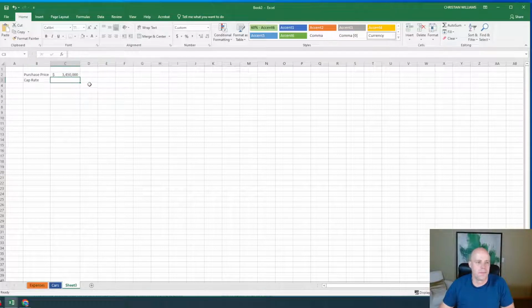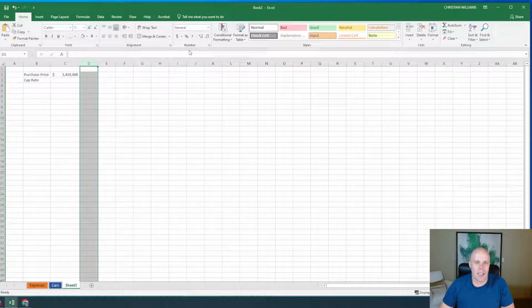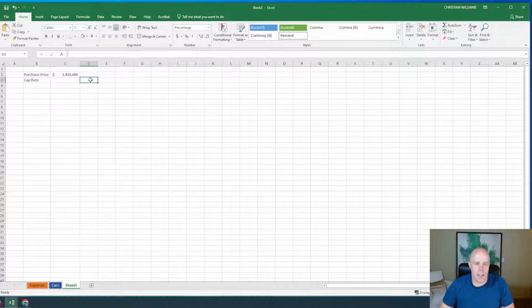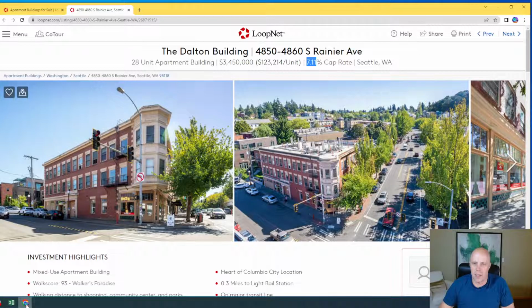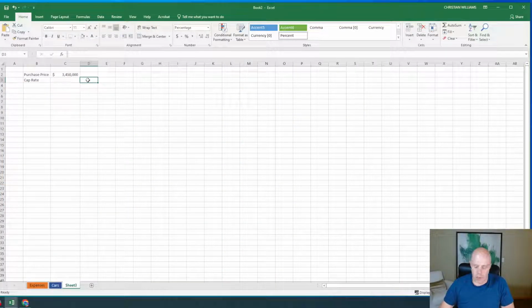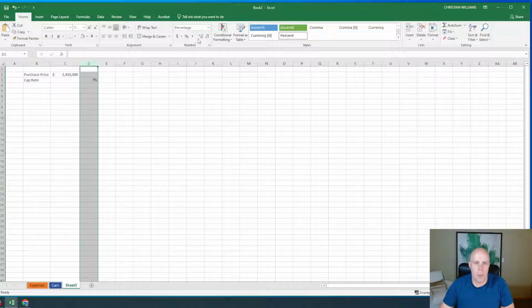3.45 million. And then cap rate, I'm going to go over here to column D, and I'm just going to hit percentages. But if I do that and I did, let's see, what was the percentage on the cap rate on the 7-Eleven? Okay, so if I type 7.11, it just shows up as 7%. So I actually want to highlight that whole column, and I want to increase the decimal places too. So I just go up here and click on the increase decimal place 2 times, and now it shows 7.11%.